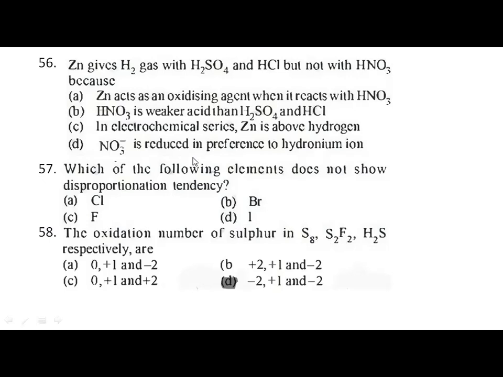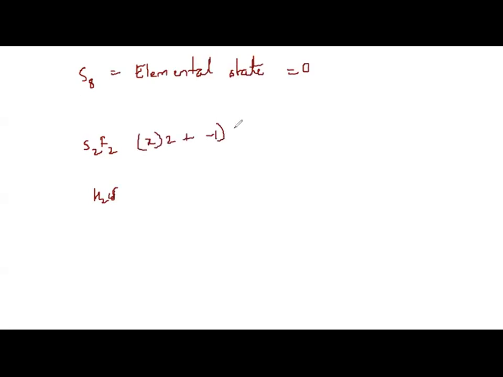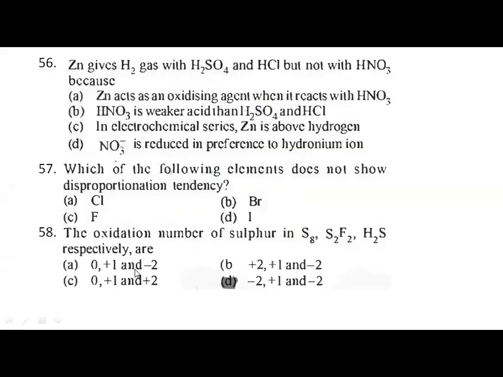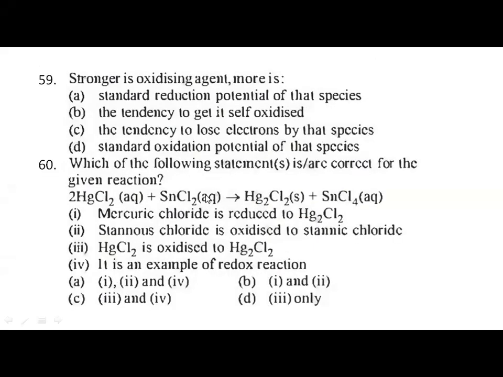Next, the oxidation number of sulfur in S8, S2F2, and H2S. So S8 is the elemental form, so the atom is in its elemental state. Therefore, the oxidation state is zero. In S2F2, x into 2 plus minus 1 into 2 is equal to 0. Minus 2 becomes plus 2, so x is equal to 2 by 2, that is 1. So here, sulfur is plus 1. H2S: plus 1 into 2 plus x equals 0, so sulfur is minus 2. So it is 0, plus 1 and minus 2. Option A is the correct option.